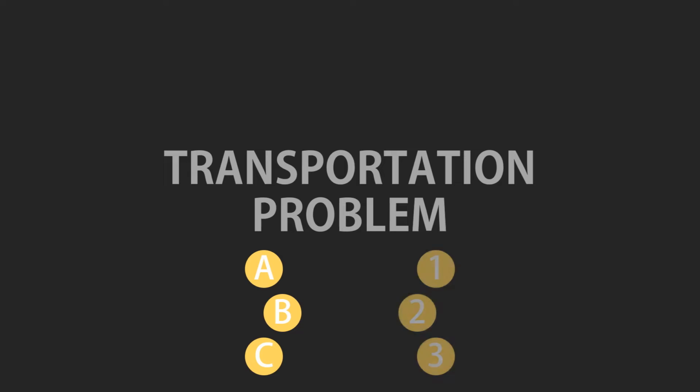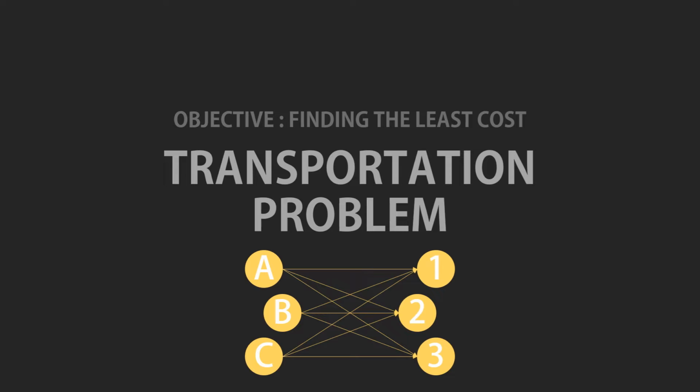A transportation problem deals with the distribution of goods from several points of supply, origin, or sources to a number of points of demand or destination. Finding the best way to distribute goods, usually by finding the least cost, is the objective of a transportation problem.